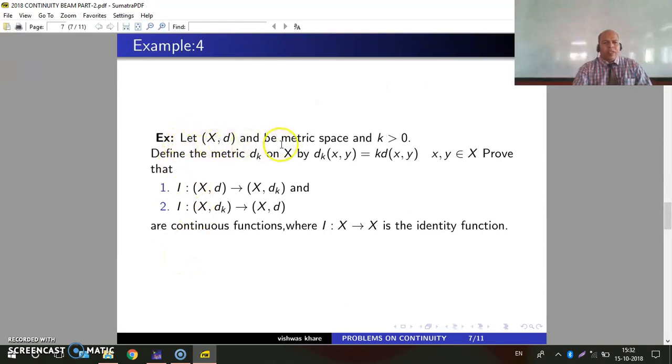Example 4. Let (X, d) be a metric space and k greater than 0. Define the metric dk on X by dk(x, y) is equal to k times d(x, y) for all x, y belongs to X. Prove that the identity functions I from (X, d) to (X, dk) and I from (X, dk) to (X, d) are continuous functions, where I from X to X is the identity function.